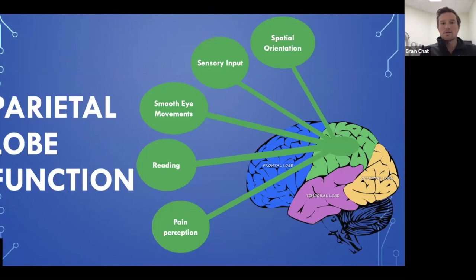Smooth eye movements. In the course, we talk about how to activate the brain with specific eye movements. Smooth pursuits, which are slow movements in certain directions, will activate specific areas of the parietal lobe.